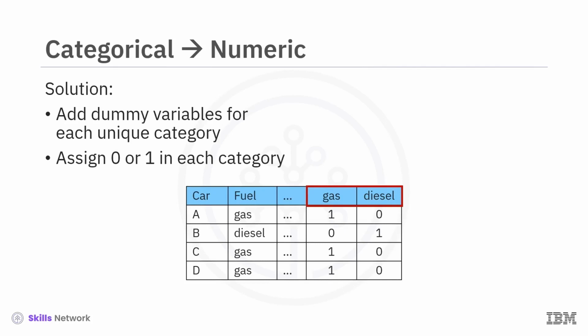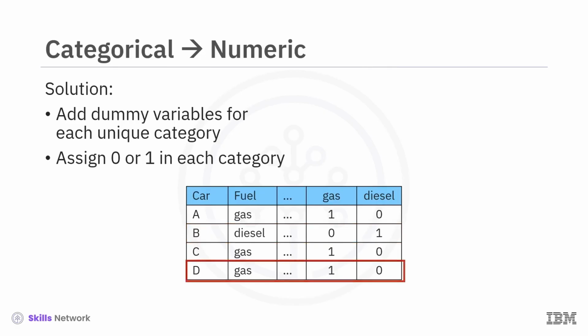When a value occurs in the original feature, we set the corresponding value to 1 in the new feature. The rest of the features are set to 0. In the fuel example, for car B, the fuel value is diesel. Therefore, we set the feature diesel equal to 1 and the gas feature to 0.